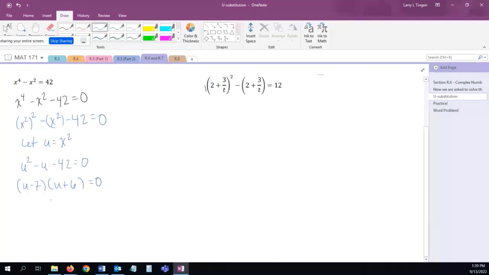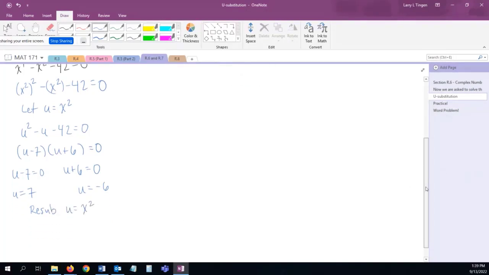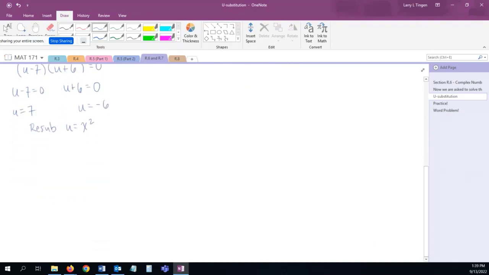Okay. Two things multiply to 0. One of them is 0. u minus 7 is equal to 0. u plus 6 is equal to 0. Solve for u. So u is equal to 7. u is equal to negative 6. And now we're going to resubstitute. u is equal to x squared, which means I'm back in terms of x's. I have found that x squared is equal to 7, or x squared is equal to negative 6.